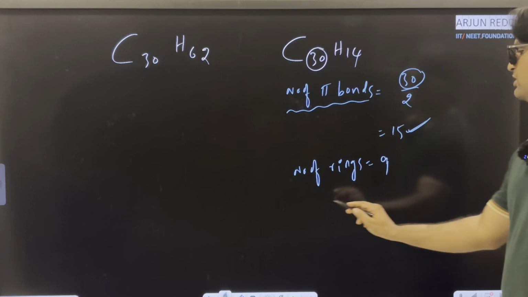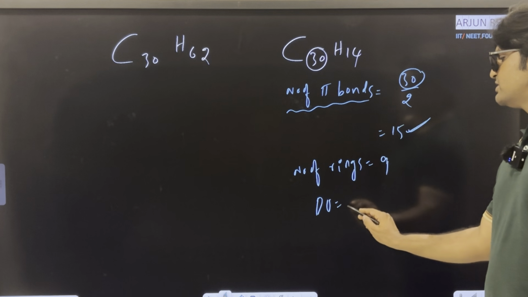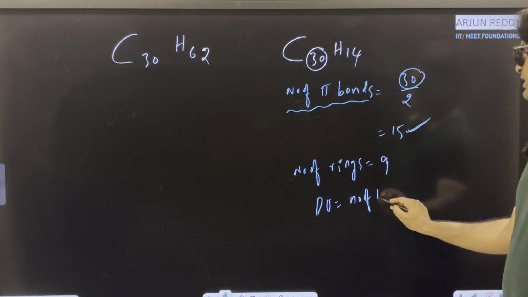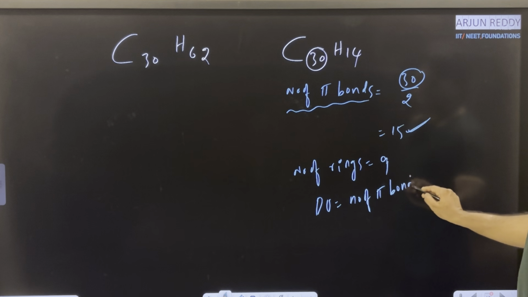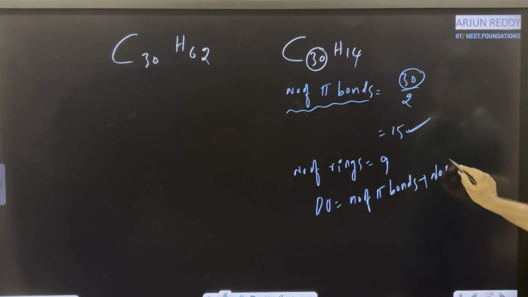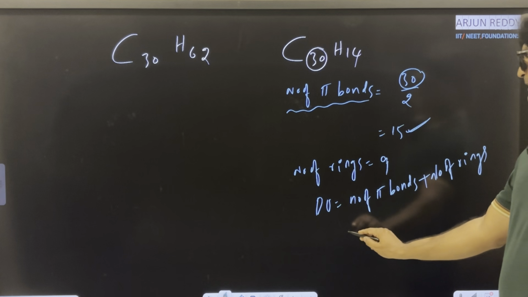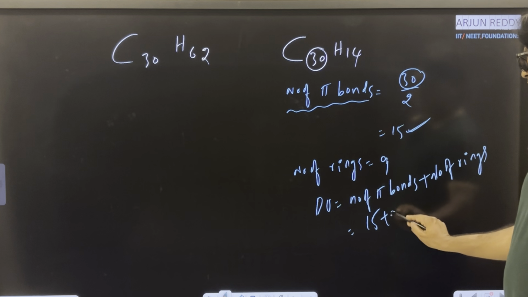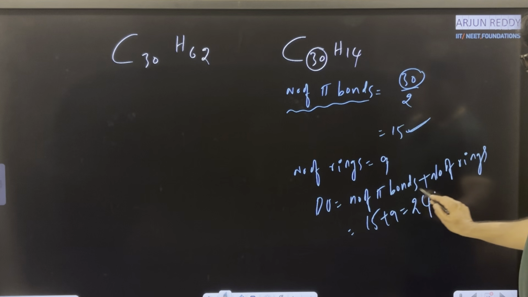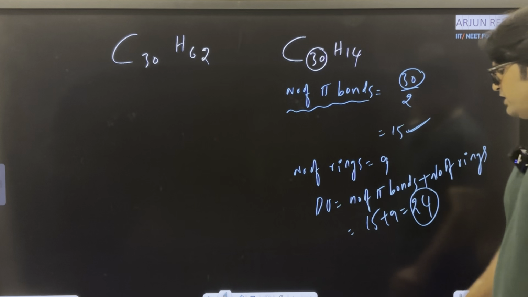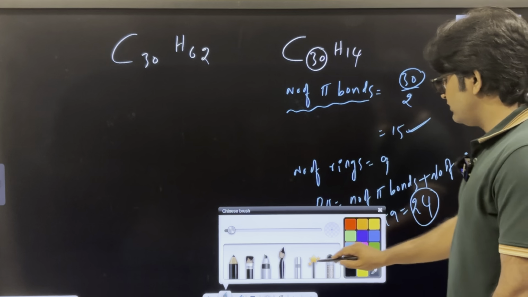And already we know the formula for degree of unsaturation: number of pi bonds plus number of rings. Then what is the answer? 15 plus 9 equals 24. These are the three different methods to calculate degree of unsaturation.